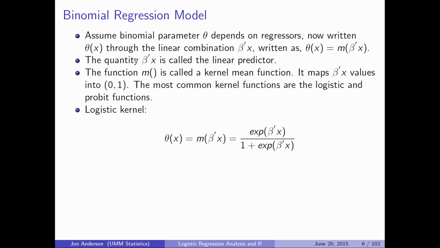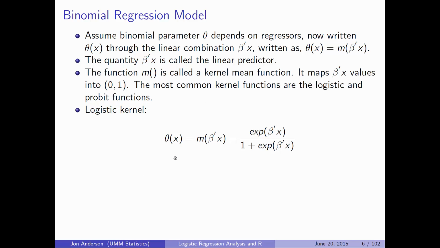the beta transpose x here is called a linear predictor. This is our usual linear combination of beta naught plus beta 1 times x1 plus beta 2 times x2 and so forth. It's just that linear combination that we keep seeing in the mean function of all of our models. And this is really the connection between our predictors and the chance that an event happens.